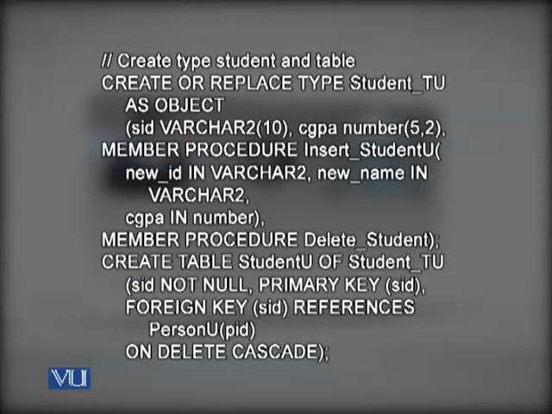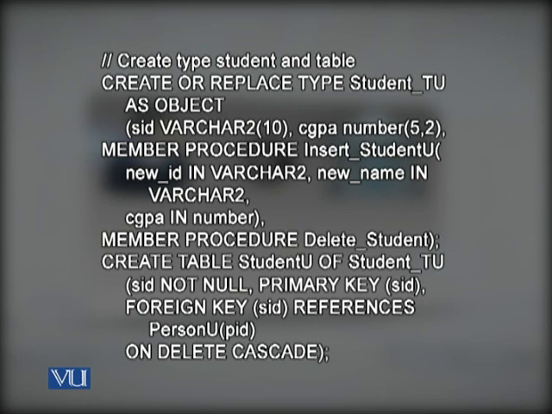Next, we create the type student, and again, because we are not using purely the object orientation approach, we define the student type as object, and we define the SID. This is the ID of the student, plus the CGPA. Now we are not defining the attributes that are in the superclass table.